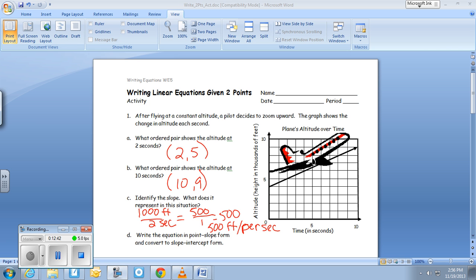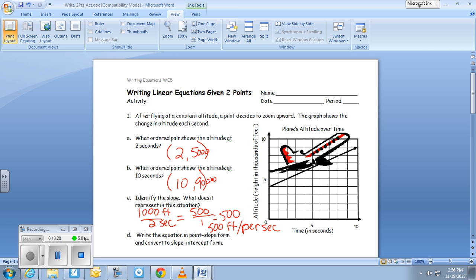All right, next page, we're talking about writing linear equations given 2 points. So we're looking at this flight and talking about altitude as it goes up and how far it goes up each second. Letter A, what ordered pair shows the altitude at 2 seconds? So that would be 2, 5, and actually it would be 2, 5,000. In letter B, what ordered pair shows the altitude at 10 seconds? That would be 10, 9,000. If we want to be technical.